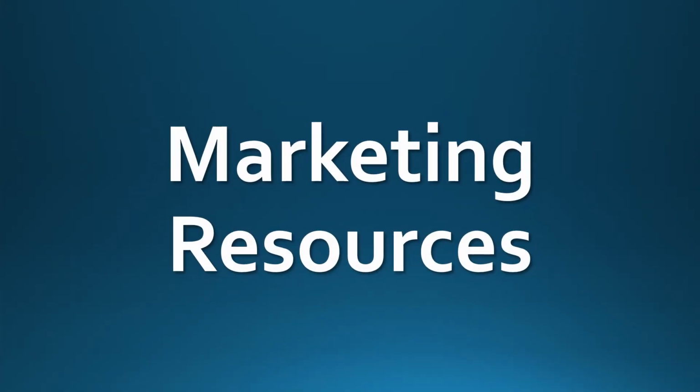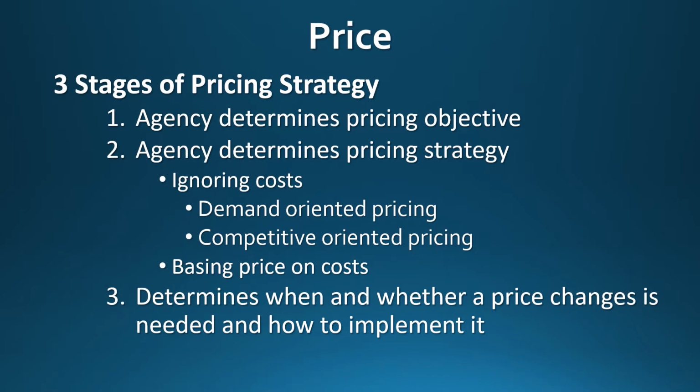Okay, as we talk about marketing resources, we're going to continue with the 4 Ps, and next we'll talk about pricing. There are 3 stages of the pricing strategy. You want to determine your pricing objective. So what are you trying to do with your pricing? There are different ways you can look at that. And then you're going to determine your strategy.